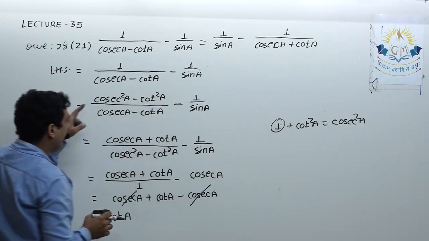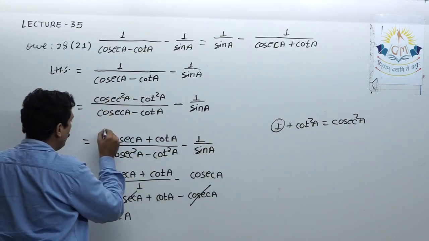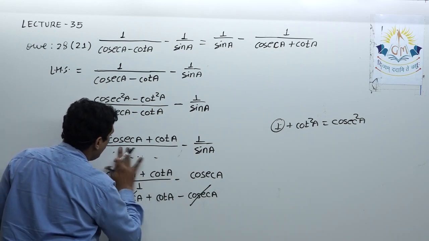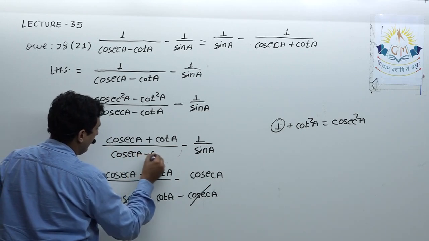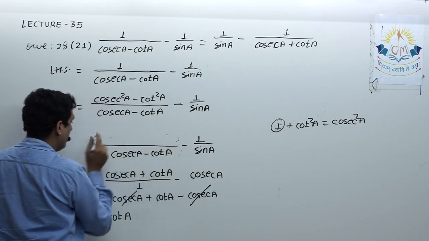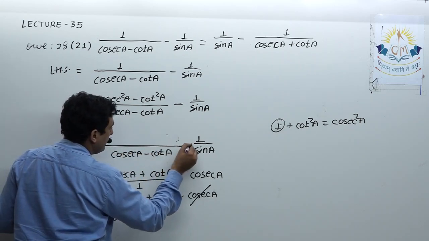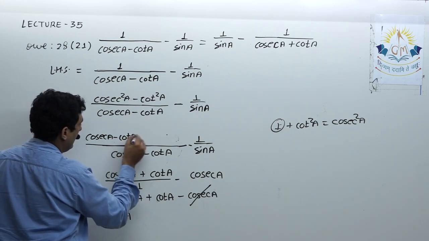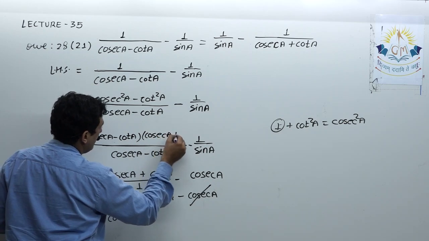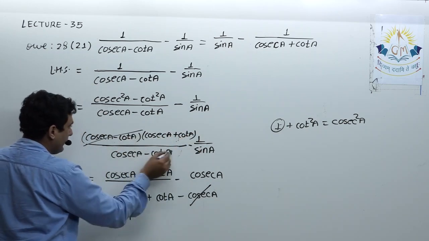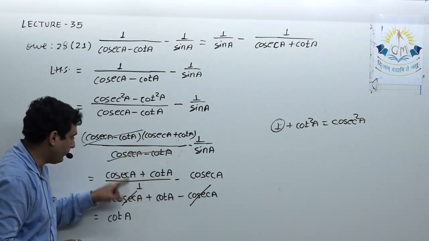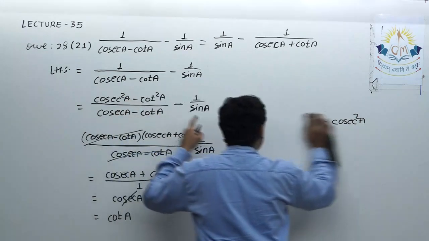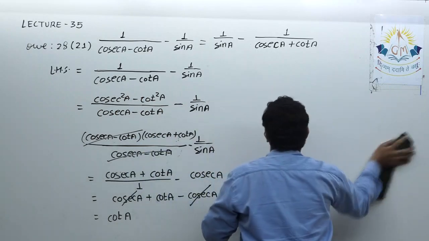Now in the next step, if I apply the identity of A square minus B square, that gives me cosec A plus cot A into cosec A minus cot A. Here this denominator remains the same, cosec A minus cot A. This remains as it is, and in the numerator I will get cosec A minus cot A into cosec A plus cot A, and again I can cancel this, so I will get the same thing, that is cosec A plus cot A upon 1, and then I can proceed in the same way to get cot A. So instead of rationalization we can replace this 1 by this identity. So that was the left hand side.